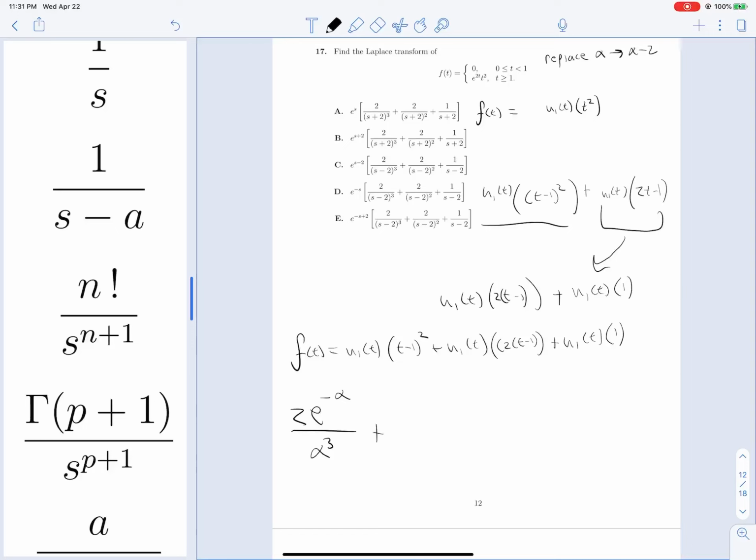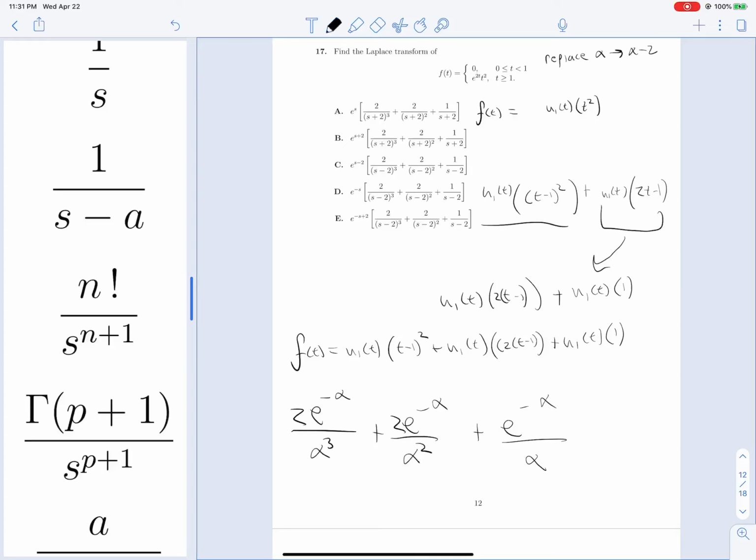And then over here we have e to the negative alpha, and then the function that we're taking the Laplace transform of is 2t, so that's 2 over alpha squared. And then finally, the Laplace transform of u1 of t times 1, well, that's just going to be e to the negative alpha over alpha, because the Laplace transform of 1 is just 1 over alpha. So here we go. You'd think we're done. We're not done. There isn't actually an answer choice here to catch you if you forgot this step, which is kind of nice of them.